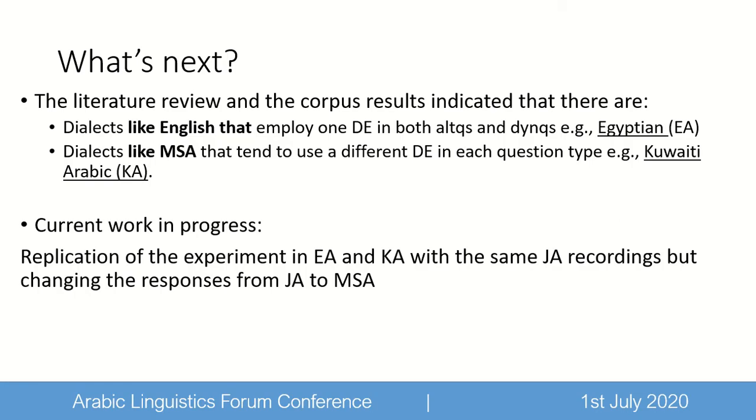What's next? Now, as we saw from the corpus, there were dialects behaving like English, dialects behaving like modern standard Arabic. The next step will be replicating this experiment in Egyptian Arabic and in Kuwaiti Arabic with the same Jordanian Arabic recordings. So I'll take Egyptian Arabic from this tendency, and Kuwaiti Arabic from this tendency or preference, and I'll try to test these things. I'll use the same recordings, the Jordanian Arabic recordings, but I'll change the responses that participants will see on screen. I will change them to modern standard Arabic.